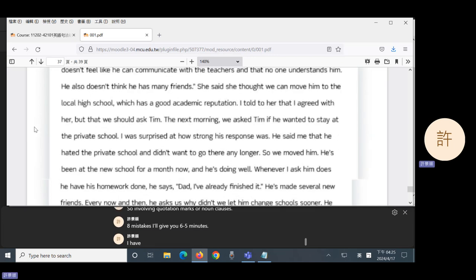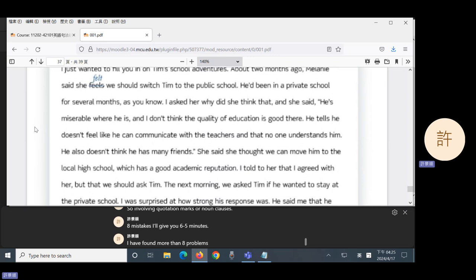I have found more than 8 problems, so find as many as you can.